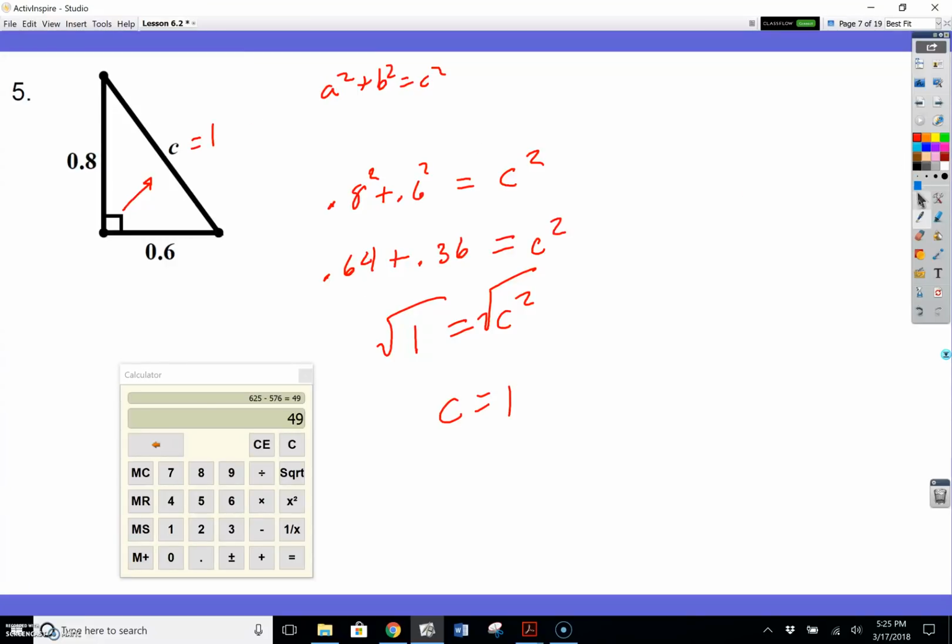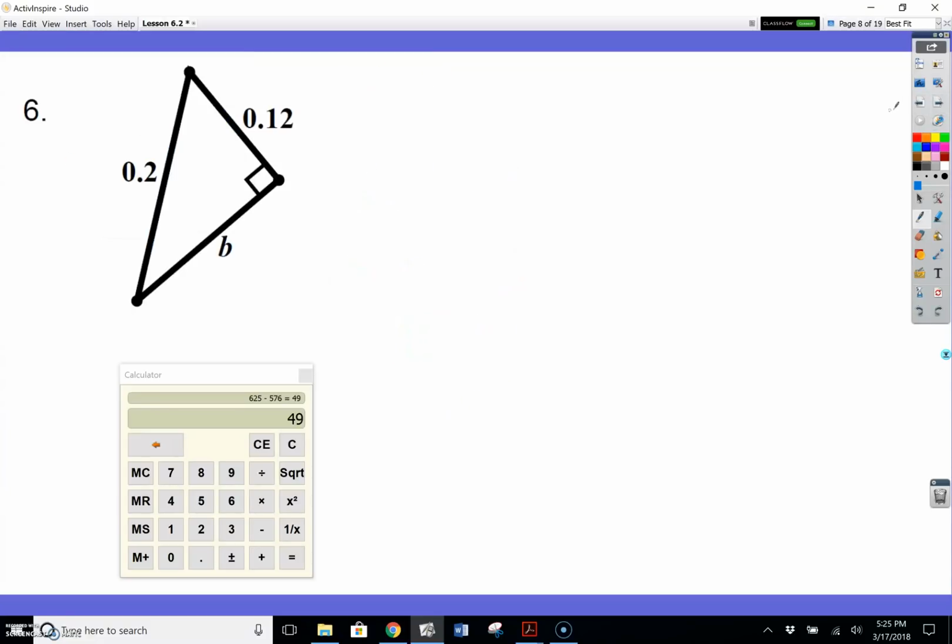Now guys, quick reminder, your hypotenuse is always your longest side. So you can do a quick check, it won't be 100% accurate, but you can just say, hey, look, 1 is bigger than both my legs, therefore it makes sense. If you got an answer like 0.3, 0.3 is not larger than both of these, so then you knew you'd made a mistake.